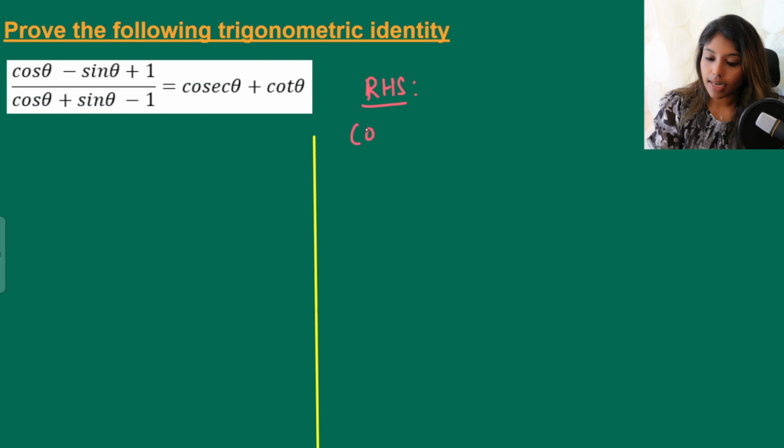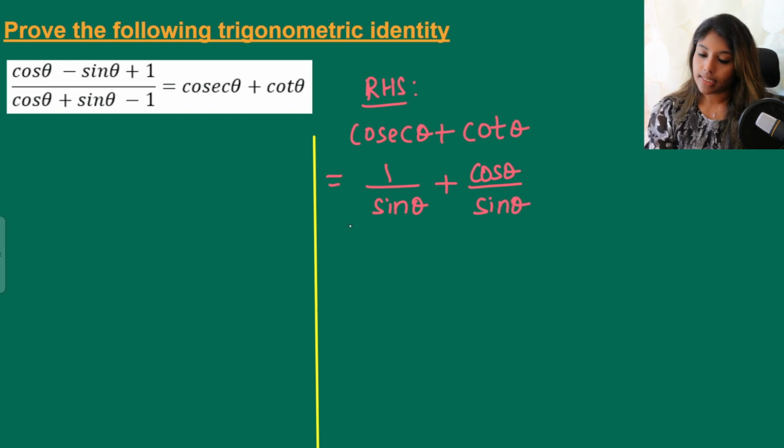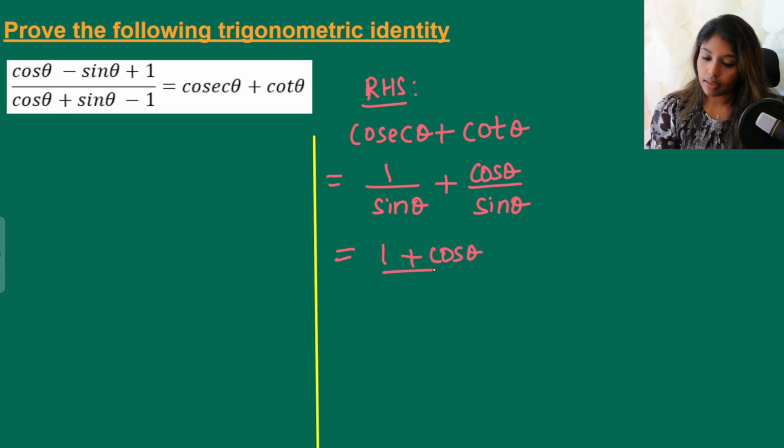Let's try it. So the right hand side of the given identity is cosecant theta plus cot theta. We know that cosecant theta can be written as 1 over sin theta, because it is the reciprocal of sin theta, and cot theta can be written as cos theta over sin theta. So here you can see that the denominator is same, so I can rewrite this as (1 plus cos theta) over sin theta. Now this has no connection to whatever is given in the left hand side, so this does not prove anything. So what do we do in that case?